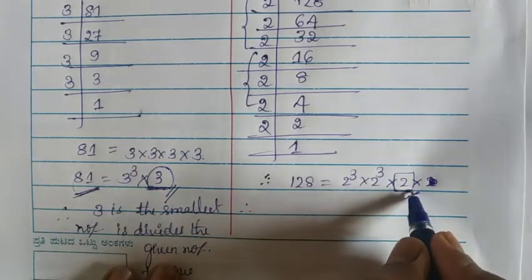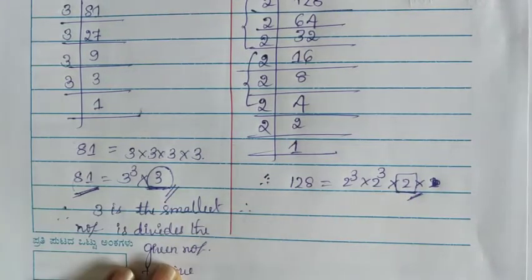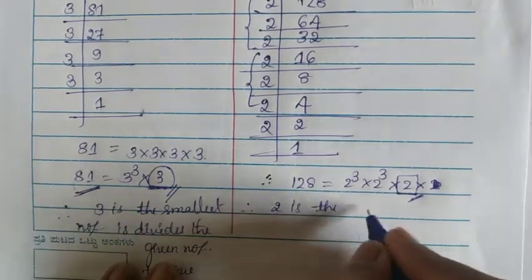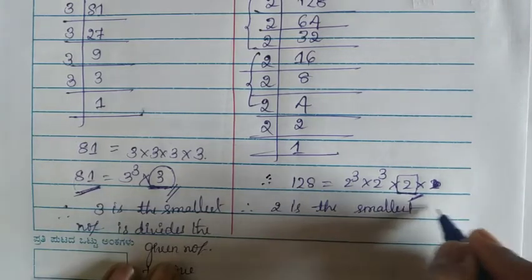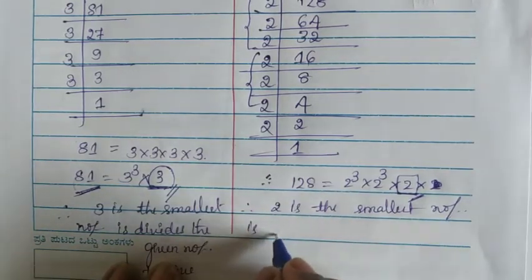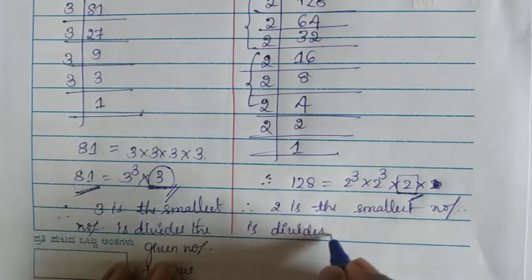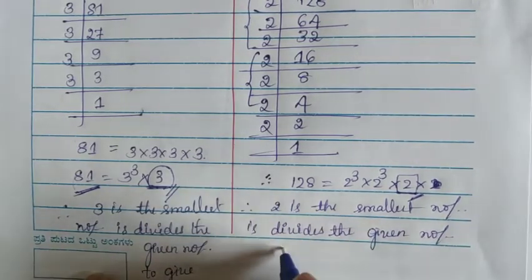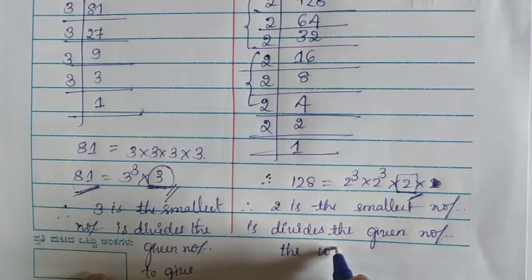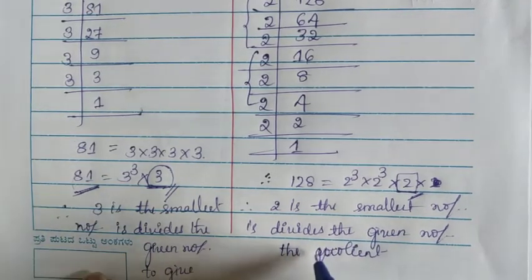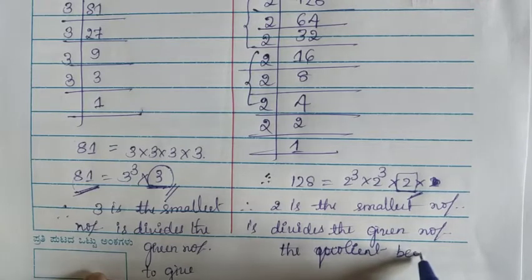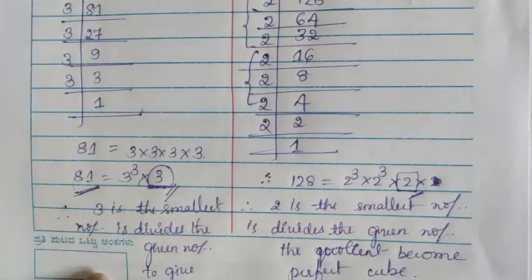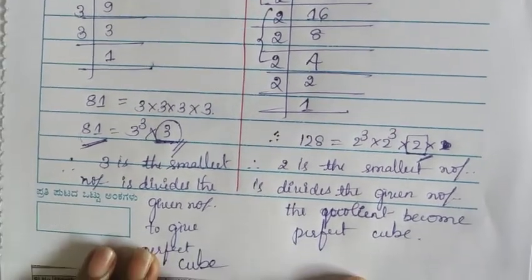Therefore, this is the number that divides 128 into a perfect cube. Therefore, 2 is the smallest number that divides the given number, but the quotient becomes a perfect cube. The quotient becomes a perfect cube.